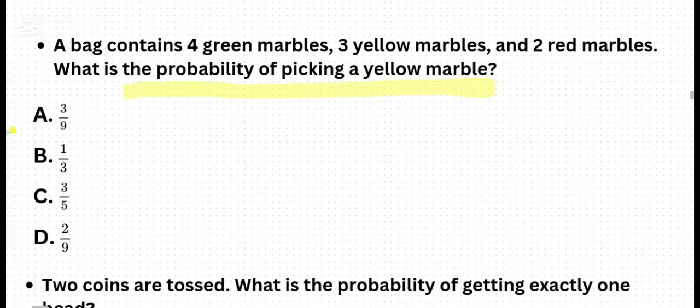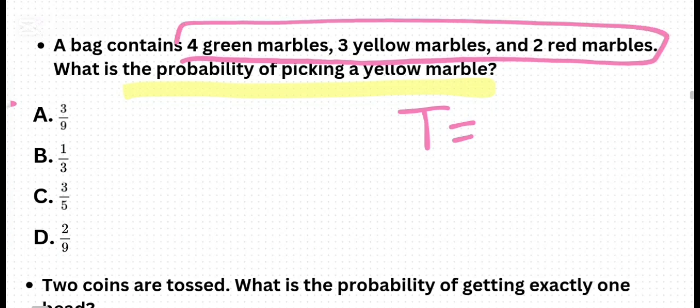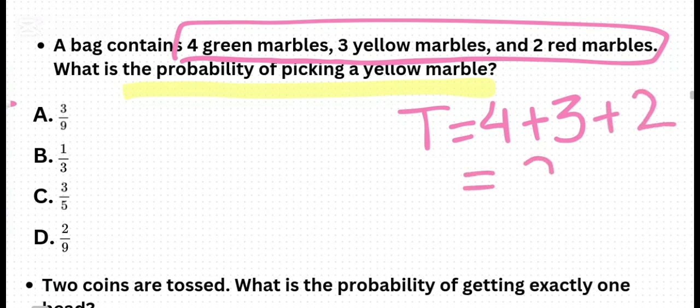So this question is very similar to the first one, right? So firstly we have to find the T. So the total is 4 green marbles, 3 yellow marbles, and 2 red marbles, right? 4 plus 3 plus 2 is equal to 9, right? Now we have to find F.